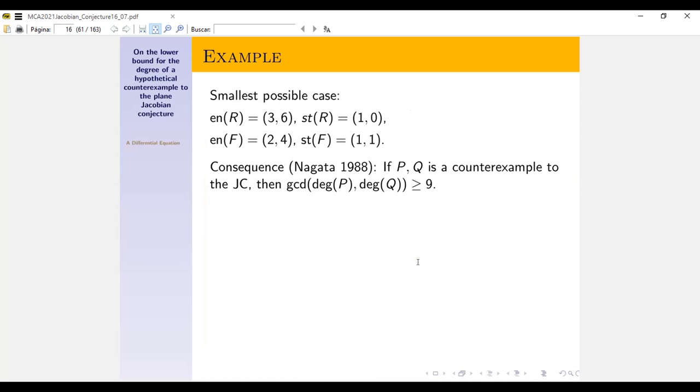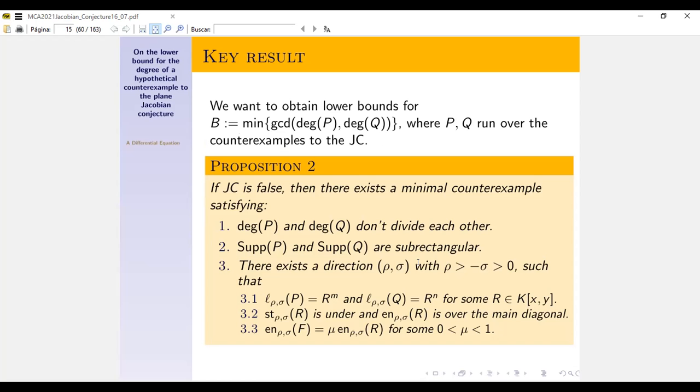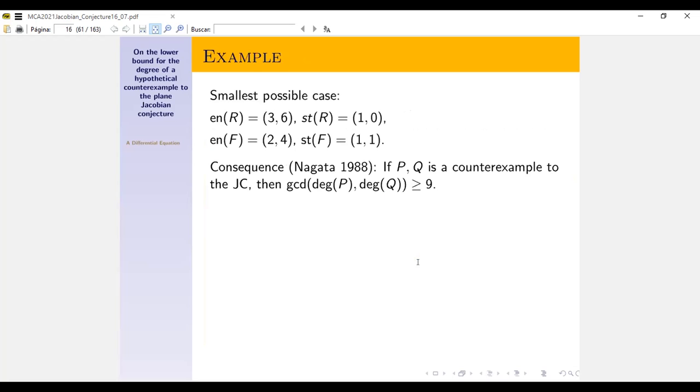Okay, so let's see some examples, because this is a geometric approach, so we want to see some geometry. The smallest possible case that we can find satisfying these three conditions already gives us a nice result, which was also known by Nagata. Nagata was the first, in 1988. If P and Q is a counterexample to the Jacobian conjecture, to the plane conjecture, then necessarily the greatest common divisor of the degrees is greater than or equal to 9.